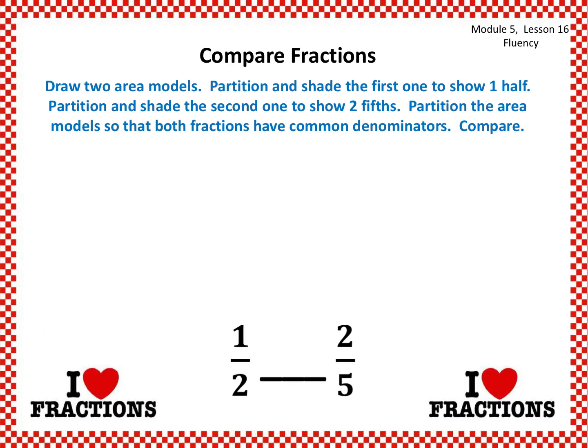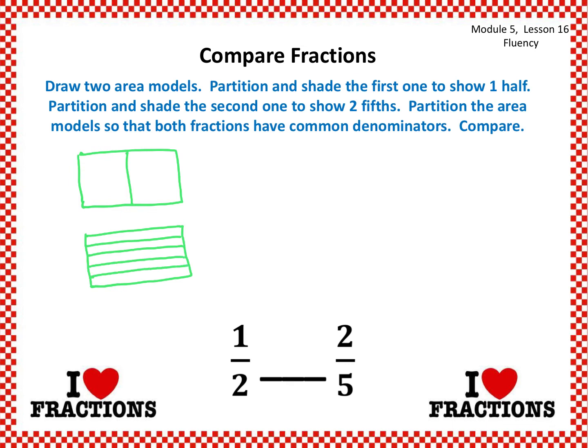All right, we're going to do something different now. We'll go on to the next page, and we're going to draw two area models. And we're going to partition and shade the first one to show 1/2. So on your paper, I want you to be doing that right now. So let's do one that's going to show 1/2, and one that is going to show 2/5. So I'm going to try to do fifths there. So one of them we're going to shade 1/2. One we're going to shade 2/5.